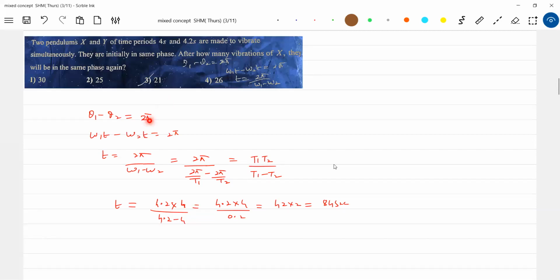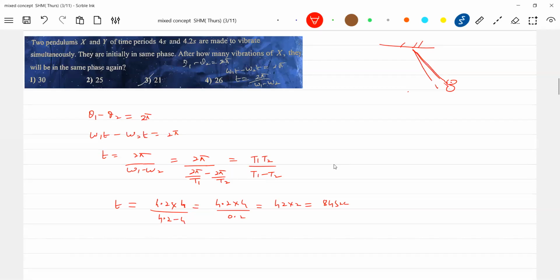So 2 pi. Now you can ask the question: why not pi? They started with 0 phase, so they're initially in the same phase. Again, what happened? Where is the phase difference? Why can't it be pi by 3, or any other phase angle? Because they started initially both with 0 phase, both pendulums will be here only. I'll release it, but they're having different time periods. So when they come back to the same position, how much phase angle is it? It should be 2 pi.